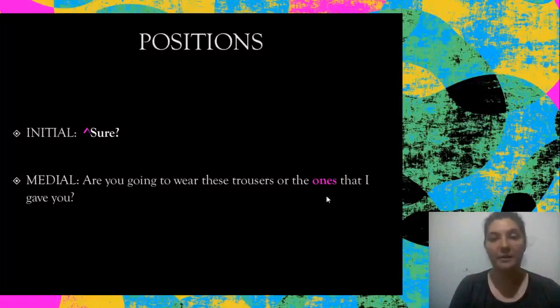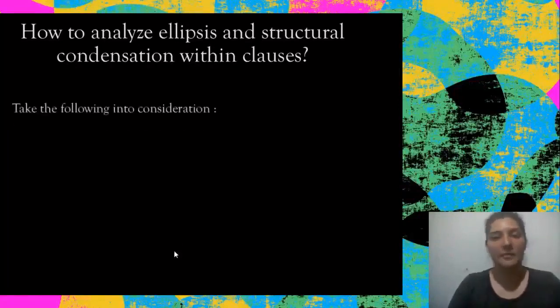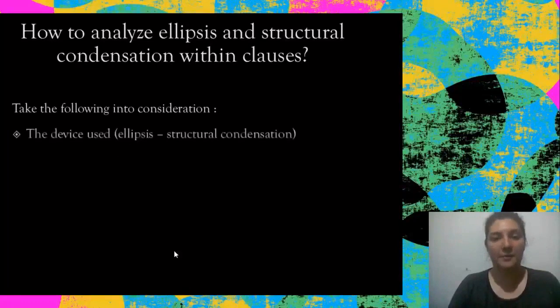In this case, the word ones is reducing the length of the structure trousers. Now let's see how to analyze ellipsis or structural condensation within clauses. The things you need to bear in mind are the following.